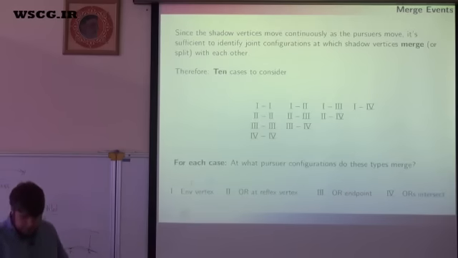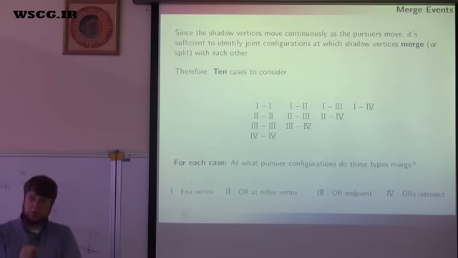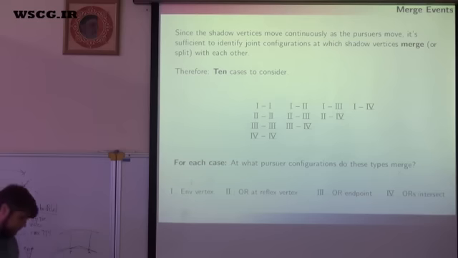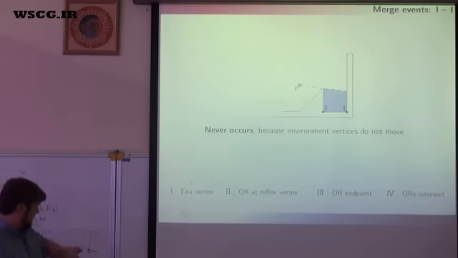Right? We want to think about the kinds of events that can happen when different categories of these gap boundary vertices merge with each other as the pursuers move. Right? So we've got 4 types of vertices. So we have 4 choose 2 different kinds of events to think about, right? So we can sort of enumerate all of those kinds of things. Okay, so let me go through these fairly quickly. You can get sort of the idea.